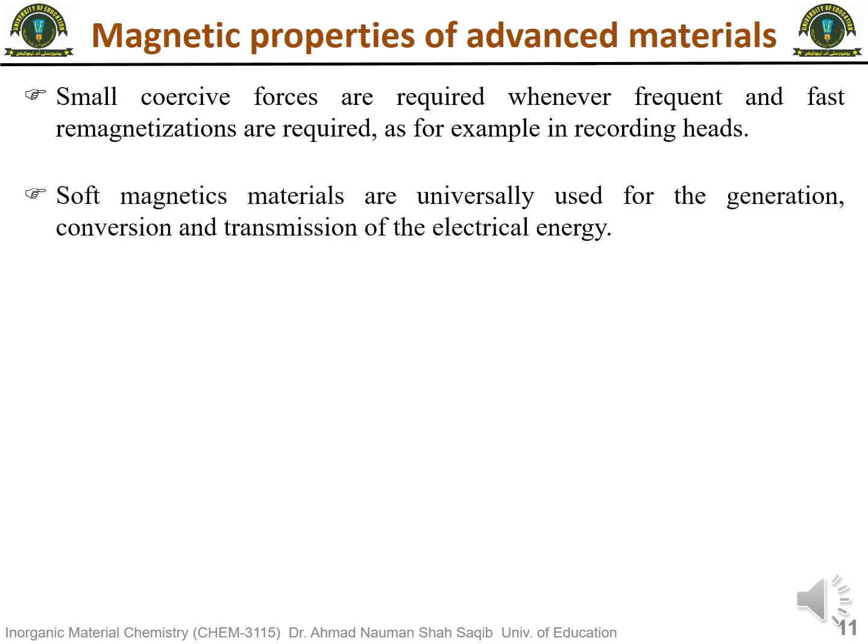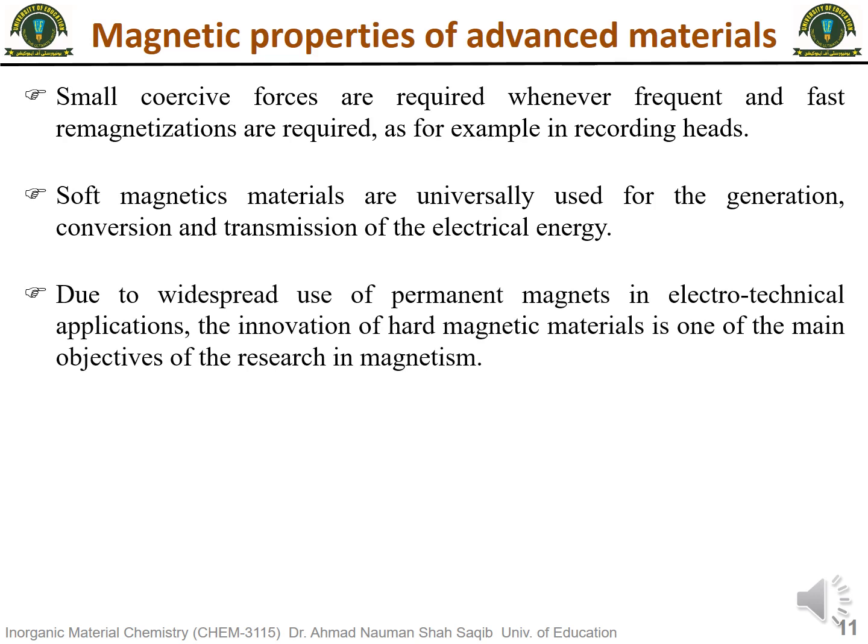For example, the magnetic materials used for electrical energy generation, conversion and transmission are mostly soft magnetic materials. However, there are many applications where hard magnetic materials are required, for example in electric vehicles. Soft magnetic materials are not efficient in electric vehicles, so hard permanent magnets are really important, and they are very important in electrochemical applications.